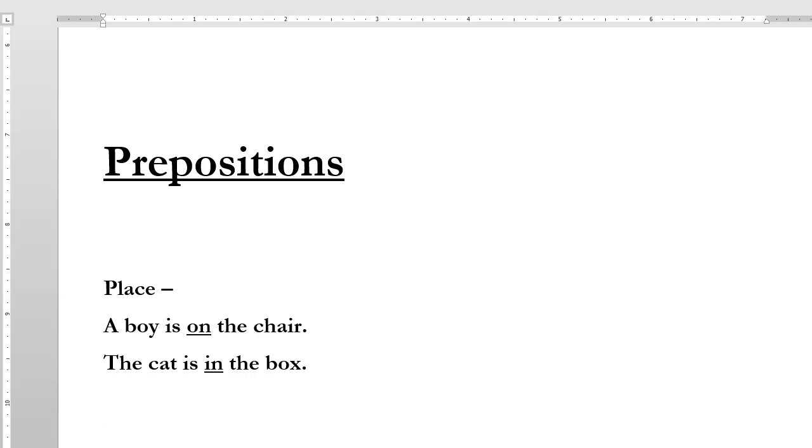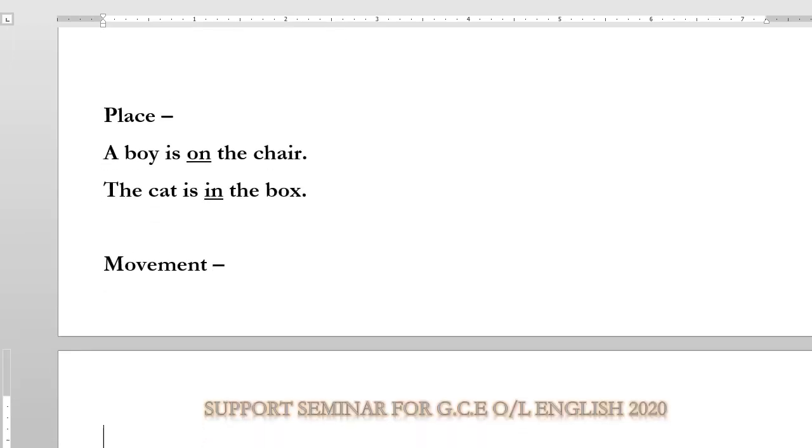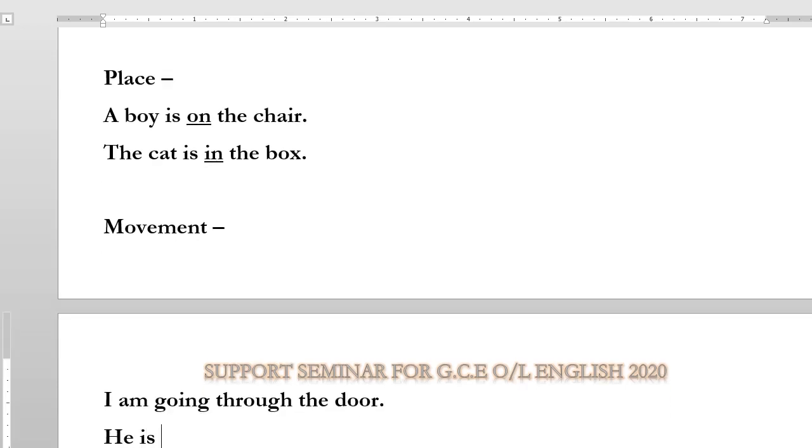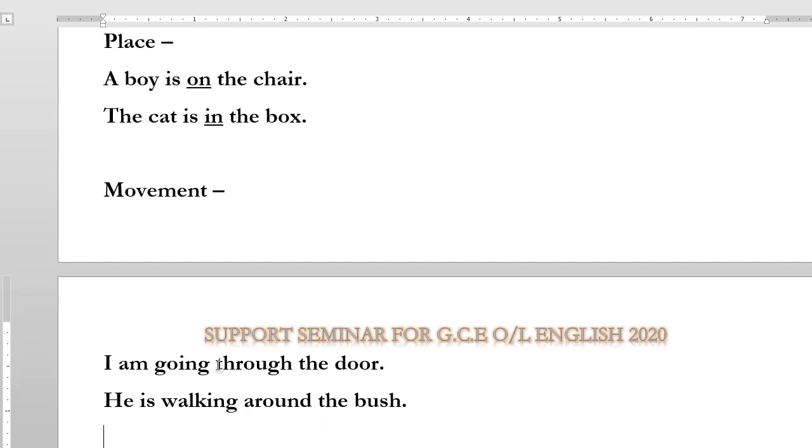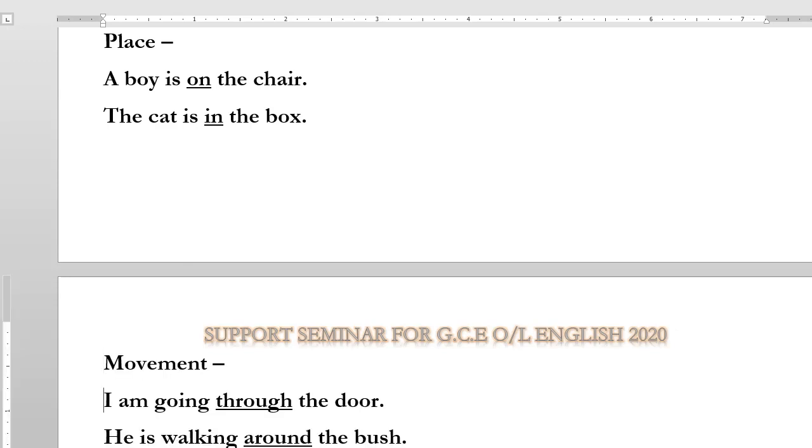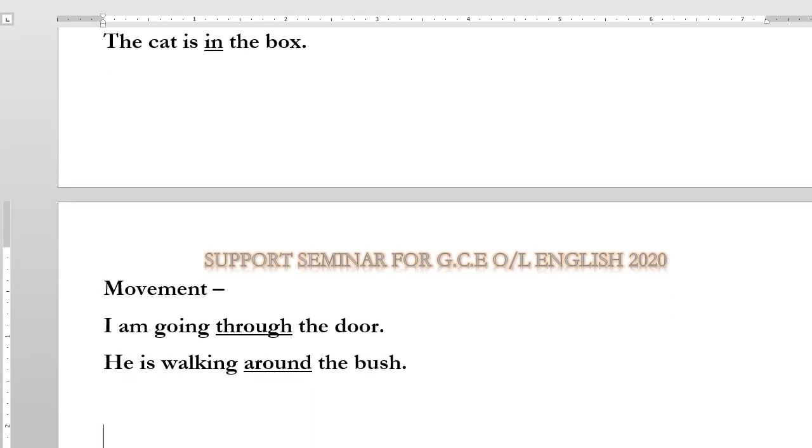Now we can go into the next step, which is preposition of movement. For example, I am going through the door. He is walking around the bush, right? So in this case, the word through and the word around, both of them have to do with movement, right? And finally, I'll speak about the preposition of time.